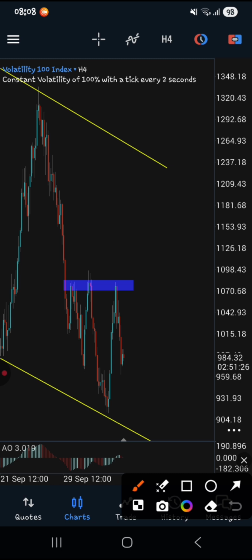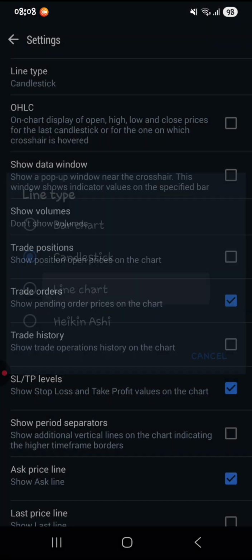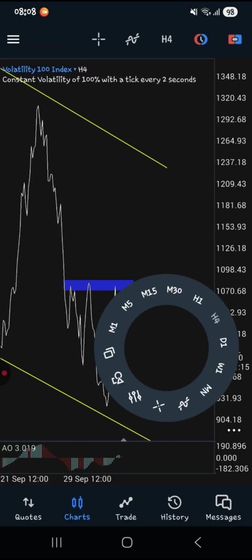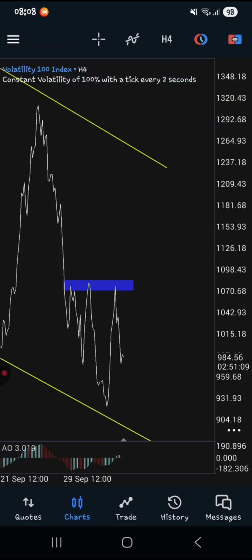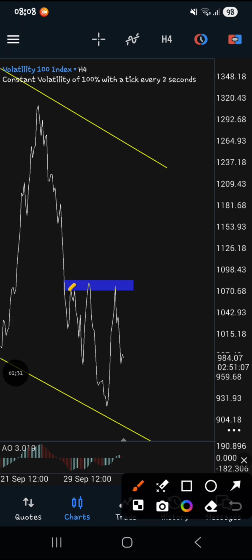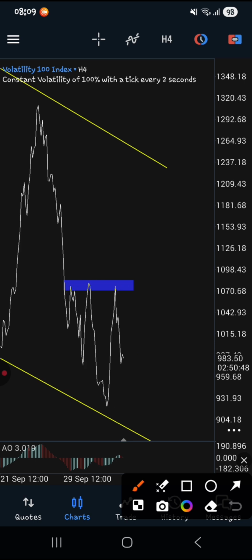And you can see here, if I change this into a line chart, let me show you that quickly. Right, so you can see here, this is our break of structure, this is our change of character. The market came all the way to tap this zone over here, and that's when we are looking for a selling opportunity, at least up to that point over there.